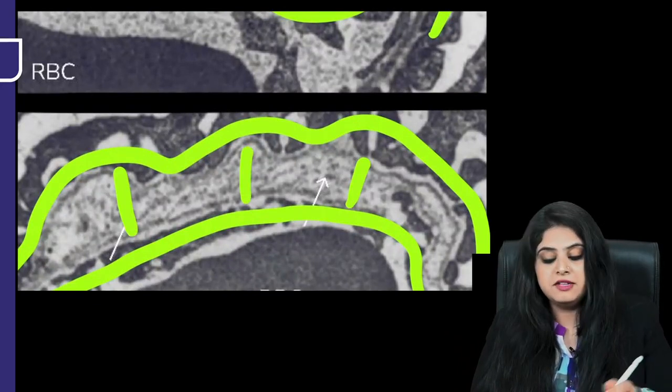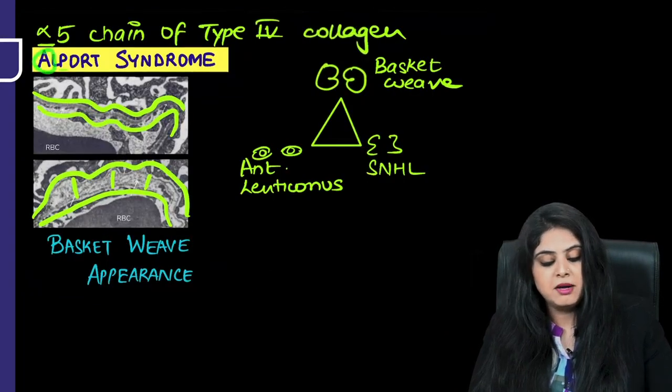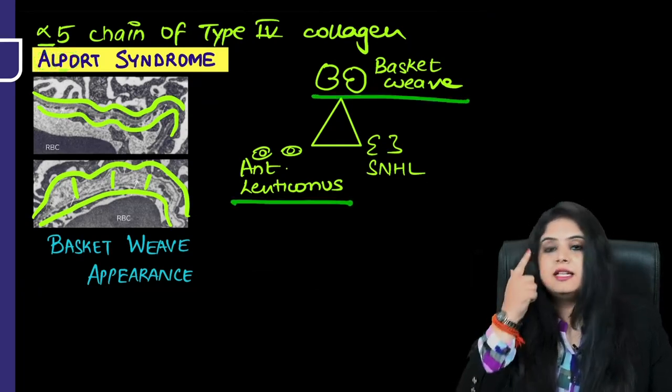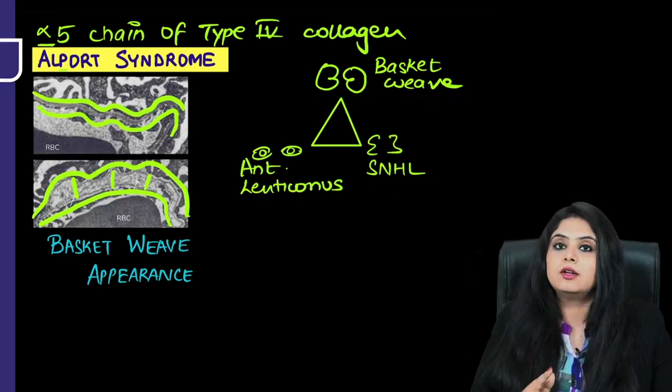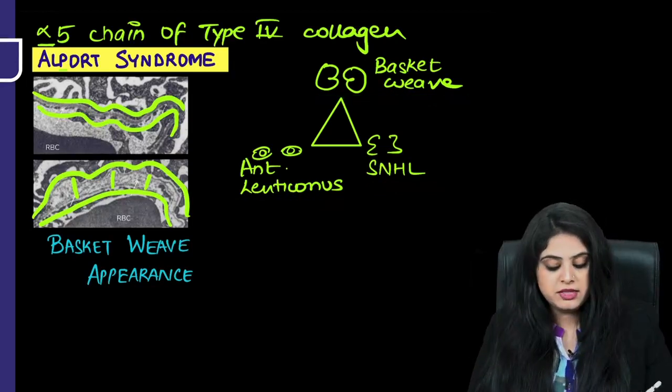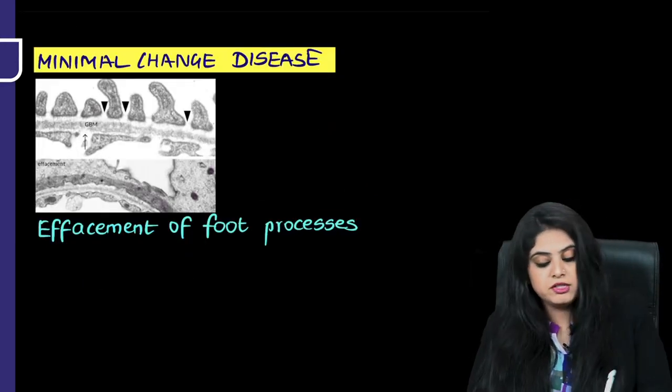So that is like basket weave. Remember, Alport is alpha 5, alpha 5 chain affected with basket weave appearance, eyes mein anterior lenticonus and sensory neural hearing loss. All your nephritic syndromes are done. We can move on to the nephrotic syndromes.